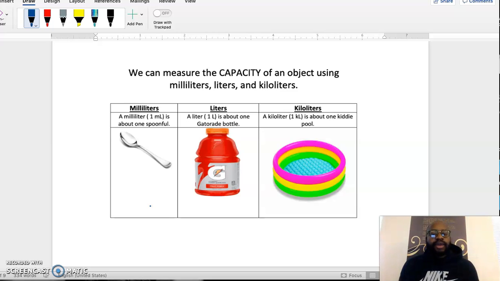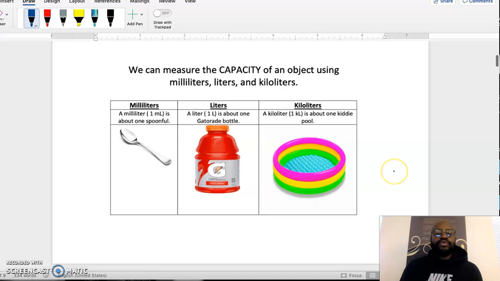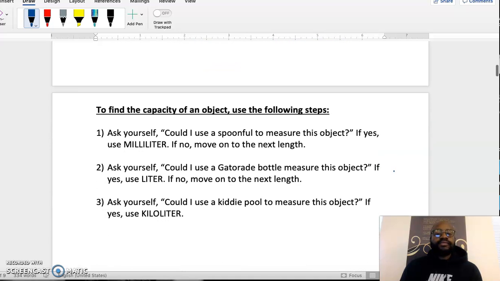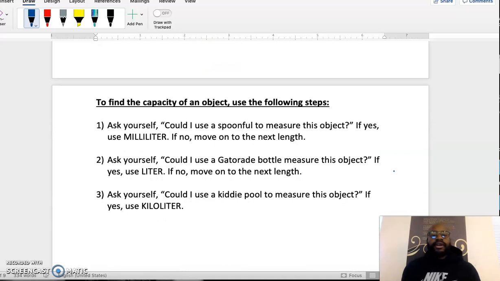A liter, if you think about a Gatorade bottle, is generally about a liter. And then a kiloliter, if you think about those tiny swimming pools that people buy and fill up for their kids to play in the yard, that's about a kiloliter. So that's our frame of reference. Milliliter being about a spoonful, liter being about a Gatorade bottle, and kiloliters being about the size of a kiddie pool. So using those three, that is what we are going to use to answer questions about the capacity.